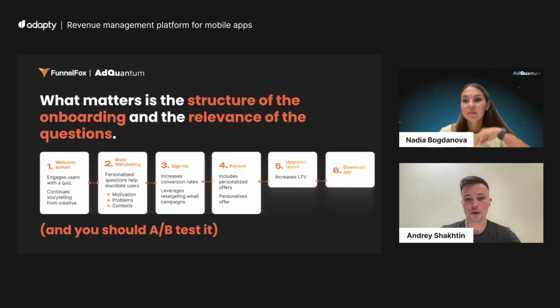Sign up, paywall. The paywall is a really crucial part of the web funnel, because it's the point where the user decides whether or not to proceed with a commitment. This is the place where they decide to pay or not, and you need to sell them a personalized offer with the future results that the user can get with your product.